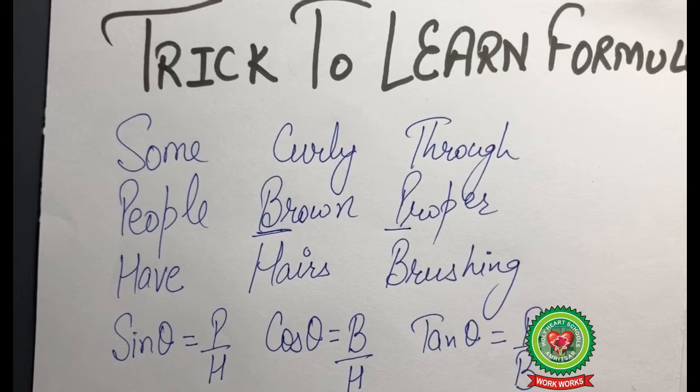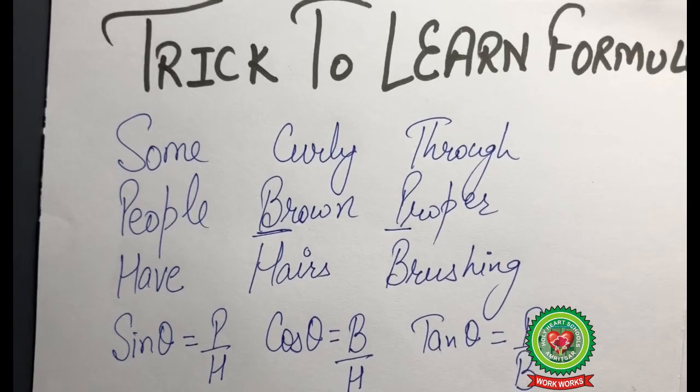And for the other 3 T ratios, we know that they are the reciprocals of sine theta, cos theta and tangent theta. So now in this way, we can remember all the 6 T ratios in a very simple way. Now let us discuss one sum based on finding all the 6 T ratios when all the 3 sides of a right angle triangle are given to us.